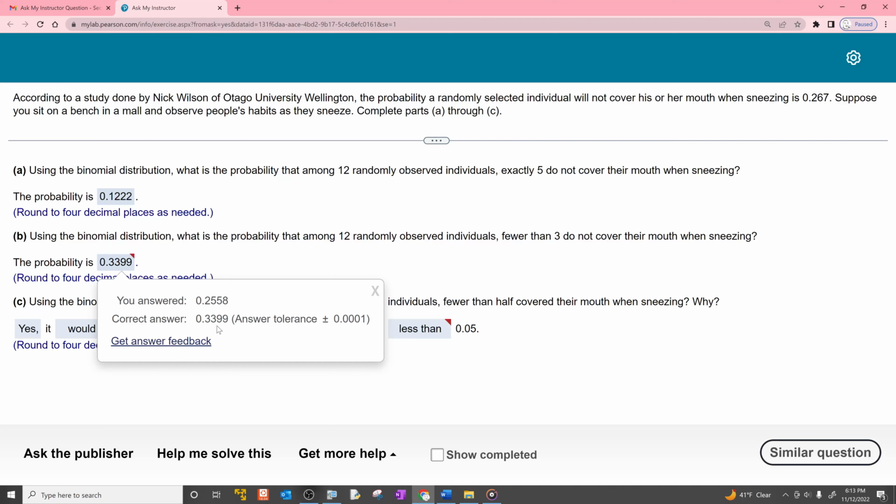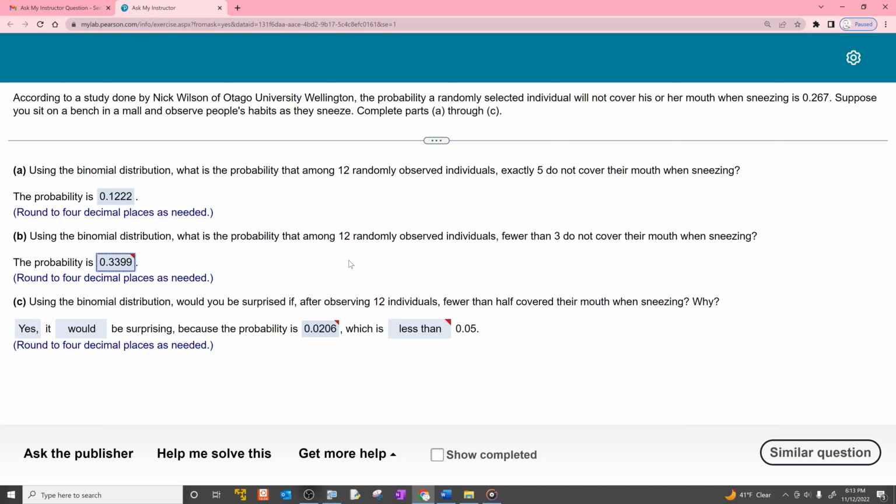The correct answer is 0.3340. They would have accepted 0.3398 for that, I'm pretty sure. And now here's the other one. Using the binomial distribution, would you be surprised if, after observing 12 individuals, fewer than half covered their mouth when sneezing? Well, what would be the probability of fewer than half? Half is 6. So fewer than half would be from 5 down.